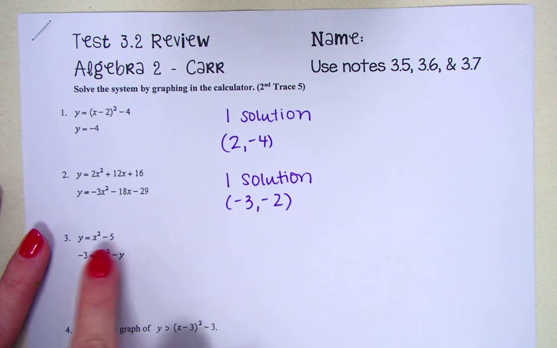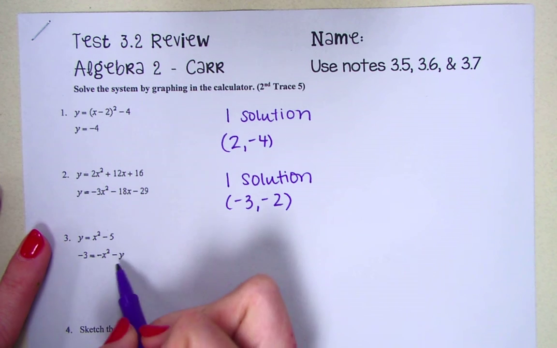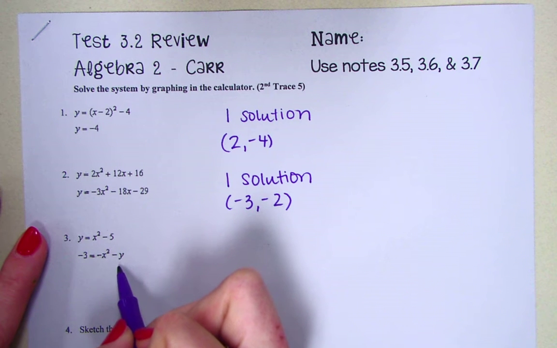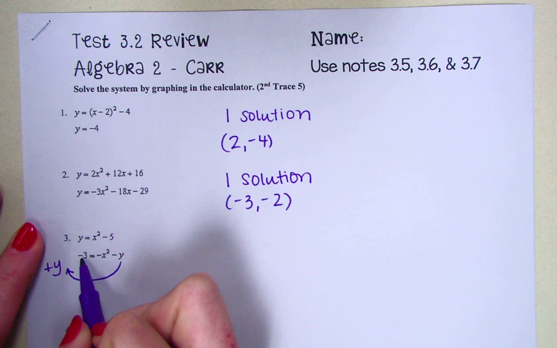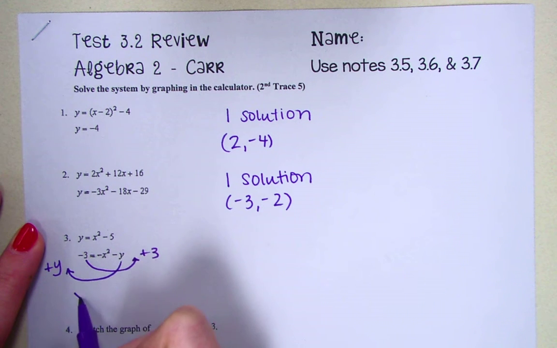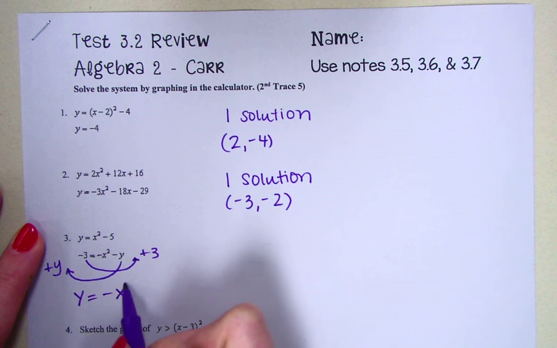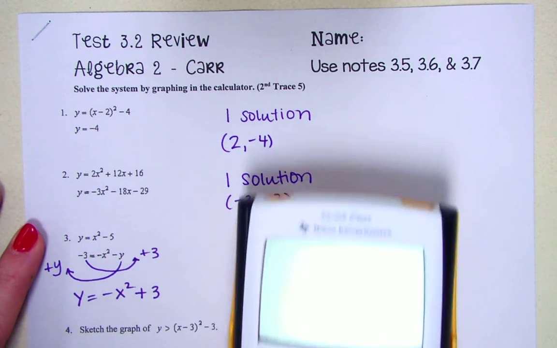On number 3, the first equation is in y equals, but the second one is not, okay? We need to get the y alone. And I think it would be easiest if I move the y over here by adding y, and if I move this 3 over here by adding 3. That gives me y equals -x² plus 3. And then I can just put it into my calculator.